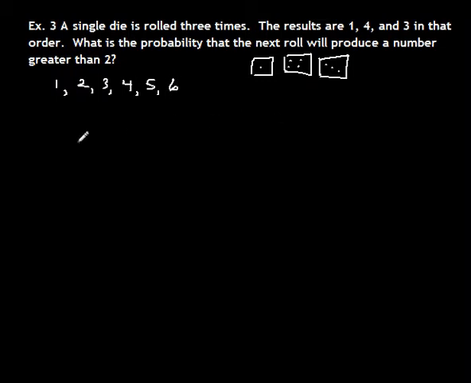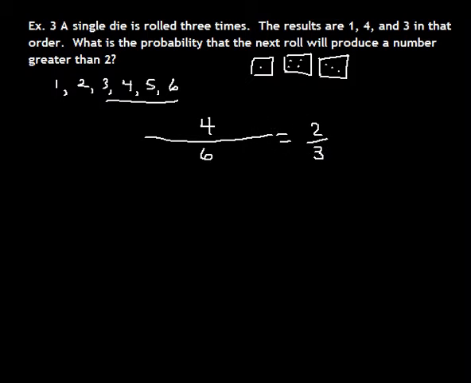So the total sample space is going to be 6. There's 6 things that could come up. How many are we looking for? We're looking for numbers greater than 2. So only these 4 are greater than 2. So 4 out of 6 will give us a 2/3 chance that we're going to roll a number greater than 2.